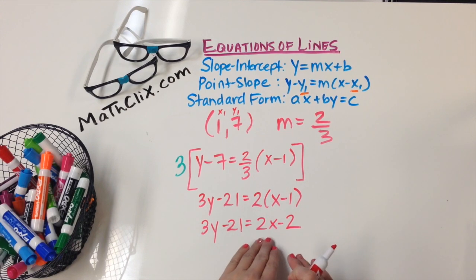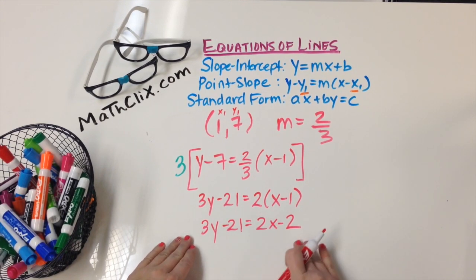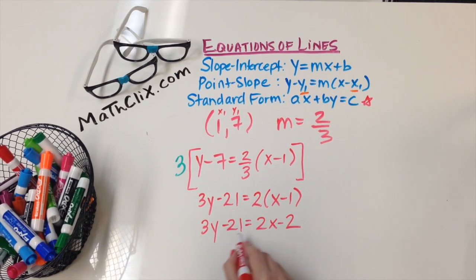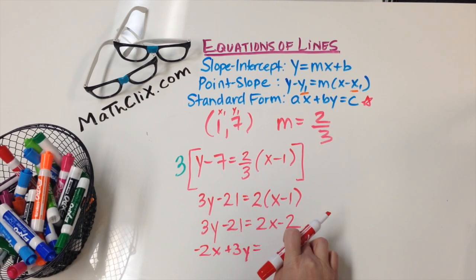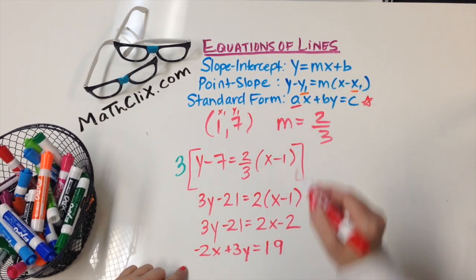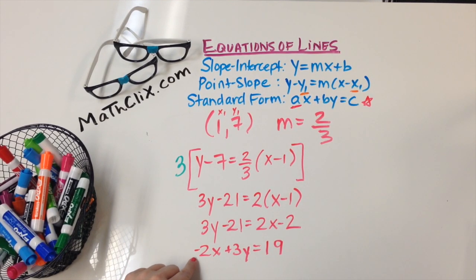Now we want to move the x term over here and the constant terms over here because we're trying to get it in this standard form. So this becomes minus 2x plus 3y. Adding the 21 over gives me a 21 minus 2 or a 19. And we said that this term a cannot be negative, so we're going to go through and change this by dividing everything by a negative 1 and making this 2x minus 3y equals negative 19. And this is in standard form.